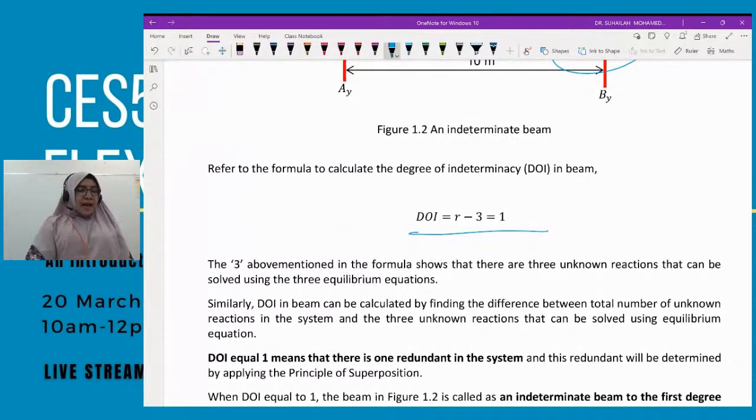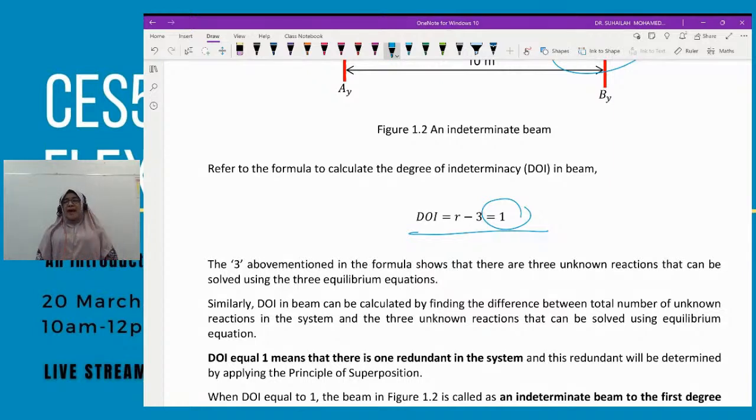It means that when we analyze beams and frames, you don't need to remember complicated formulas. You just need to find the difference between the total reactions in the system minus 3. So it is R minus 3. The 3 is the 3 reactions that can be solved using the 3 equilibrium equations. So in this case, it is 4 minus 3, which is equivalent to 1. This one is redundant.